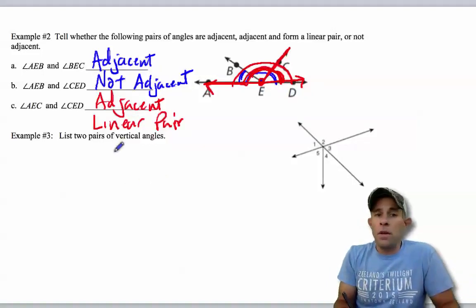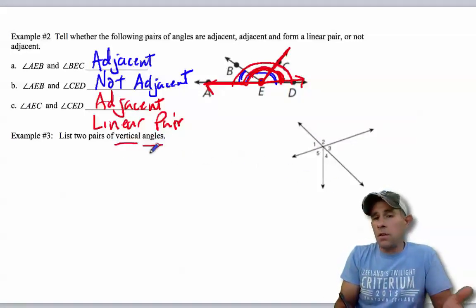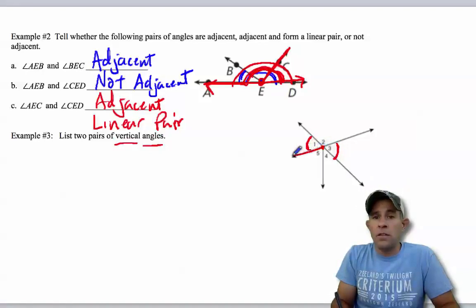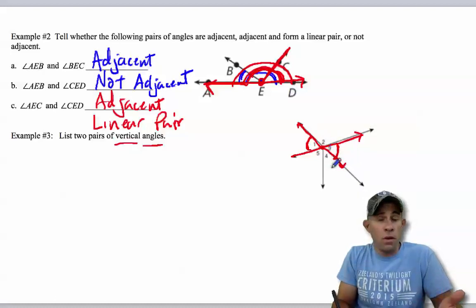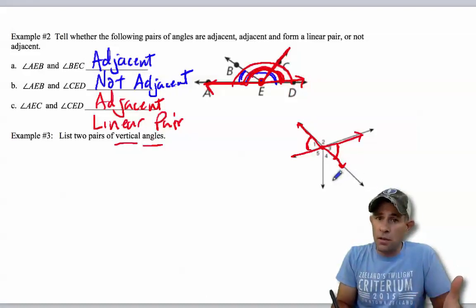In example 3, we're asked to list two pairs of vertical angles in our drawing. Now, vertical angles are those angles that look like they're crisscrossing lines. So, for example, angle 1 and angle 3 form vertical angles because if you take a look at their rays that form angle 1 and angle 3, it looks like you could take one ray from angle 1 and one from angle 3 and form two straight lines from those two rays.